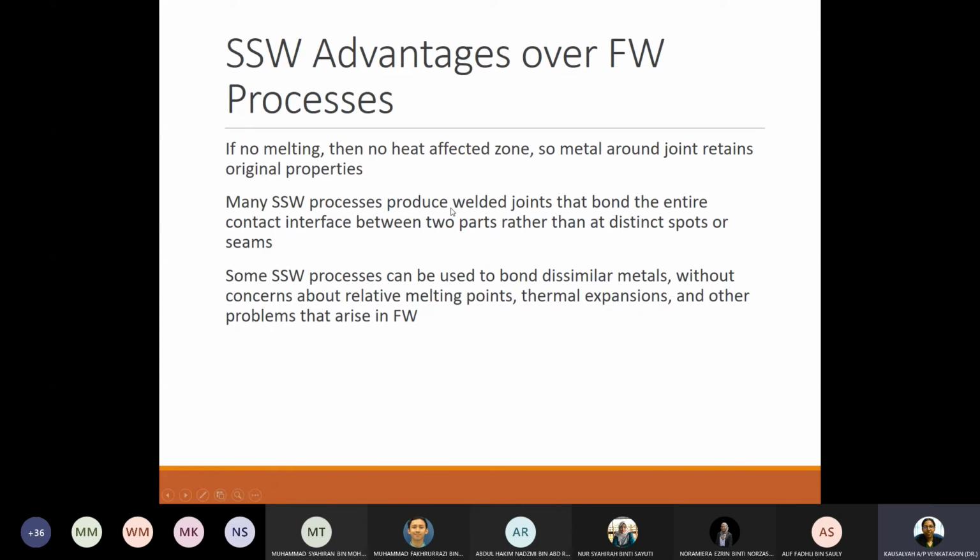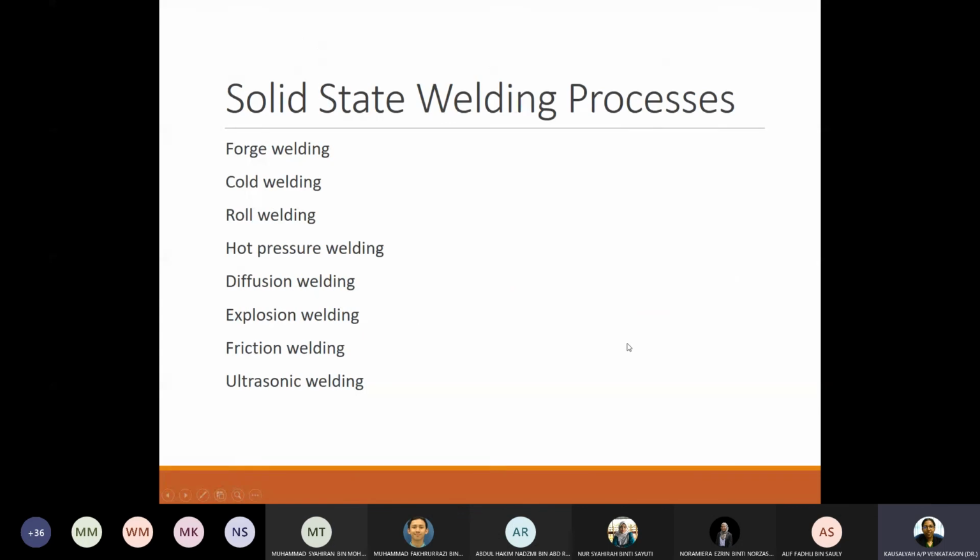Many of these solid state processes produce welded joints that bond the entire contact interface between two parts rather than at distinct spots. So some solid state processes can be used to bond dissimilar metals, all right, without concern about relative melting points. So two different metals can actually be bonded. And then you don't need to be worried about melting points, thermal expansion, and other problems which come about in fusion welding. So these are all the processes within solid state welding.